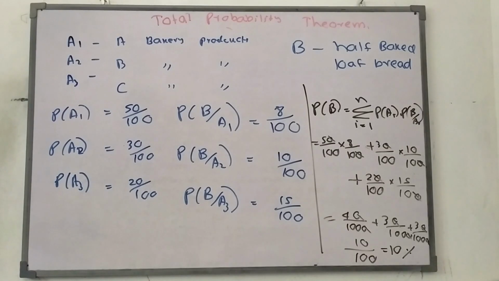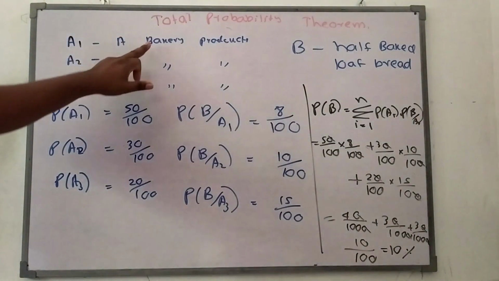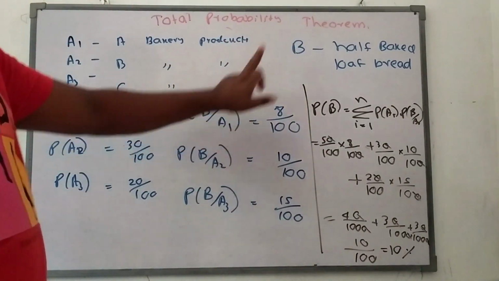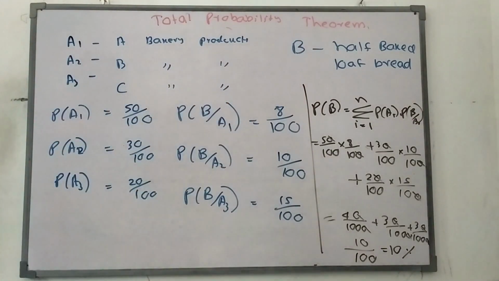Okay, I think now you have a brief idea about the total probability theorem, right? The total probability theorem means you just need to define all the variables, A1, A2, A3 and B, and connect all of them individually, then you will get the final B. So B can be a half baked loaf, or an accident case like the previous one, or a defective one. The only thing is you just need to understand the scenario, define the variables and find the total probability.